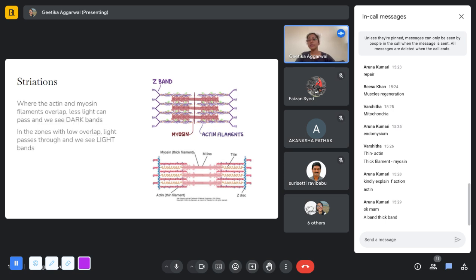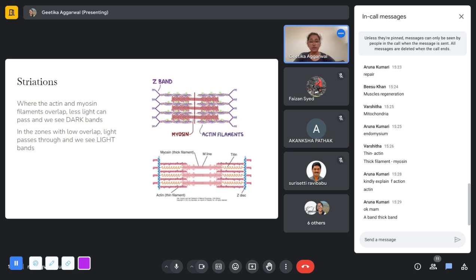Okay, so basically, wherever the actin and the myosin filaments overlap, that is where obviously less light will penetrate through those areas where multiple of these are overlapping together, and that is why we see the darker bands under the microscope, because less light can pass through them. But in the zones where there is low overlap, where there is only myosin or only actin filaments, that is where we see light bands when we visualize them under a microscope.